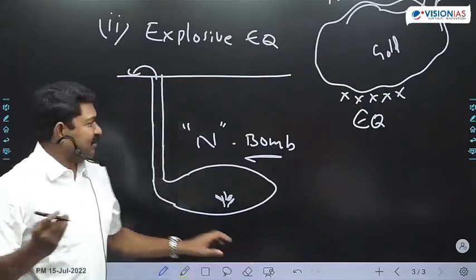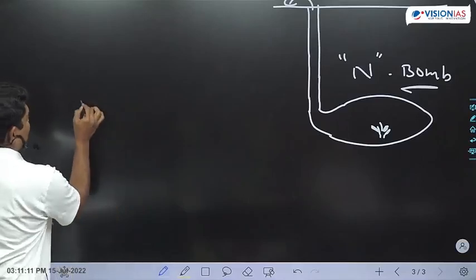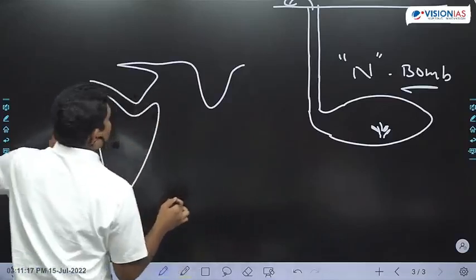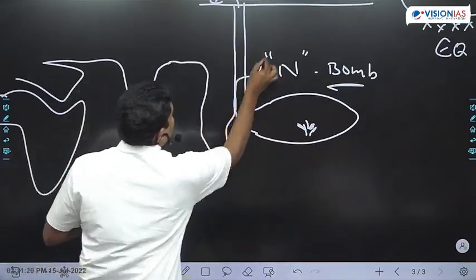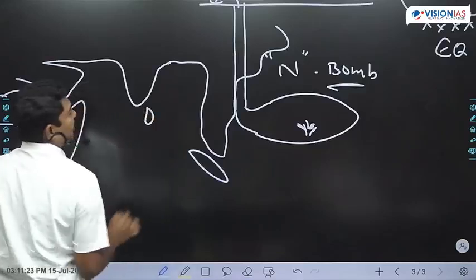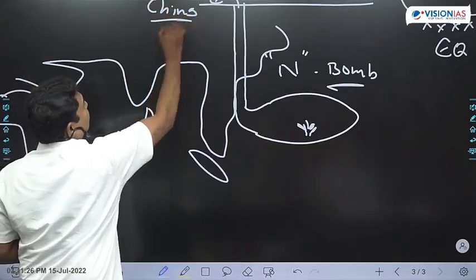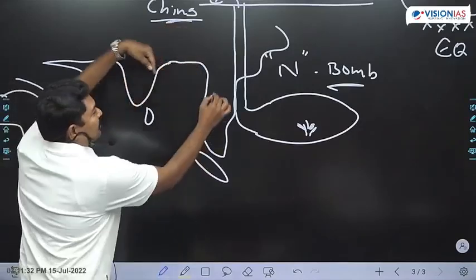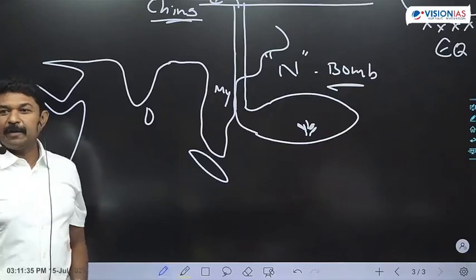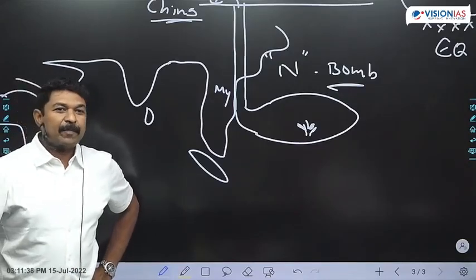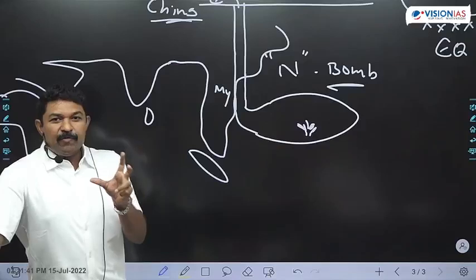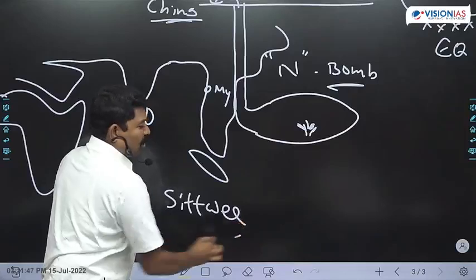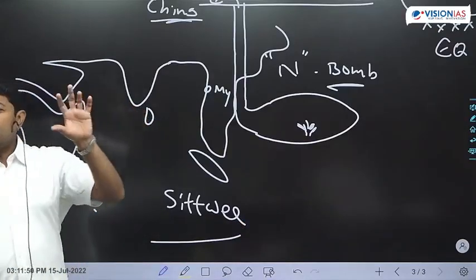What do these Chinese do? Suppose I draw a small map, this is India, right? This is Southeast Asia. This is Indonesia, this is Sri Lanka, right? Somewhere here it is. These people came to Myanmar, this is Myanmar, and gave a proposal. What is the proposal? Myanmar, give me your port. There is a port called Sittwe Port, which is a very old port.